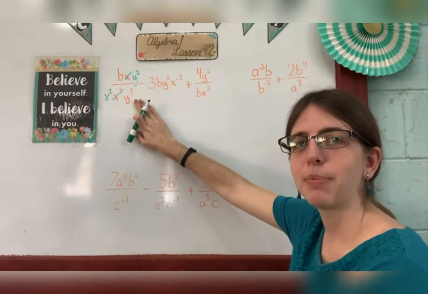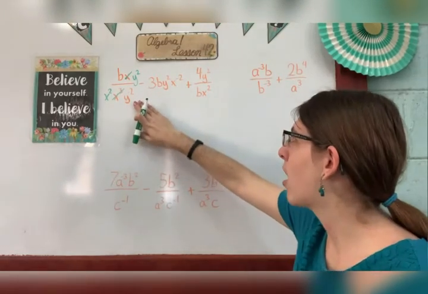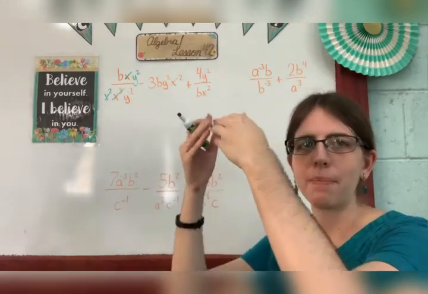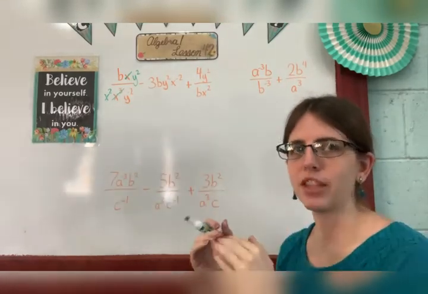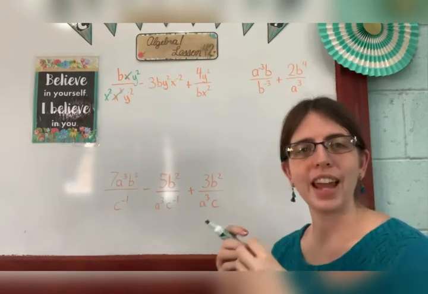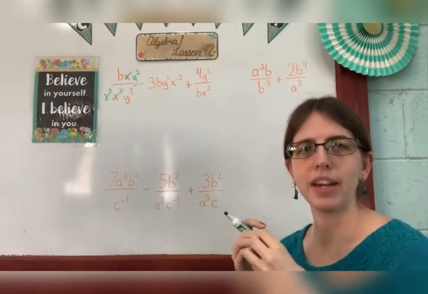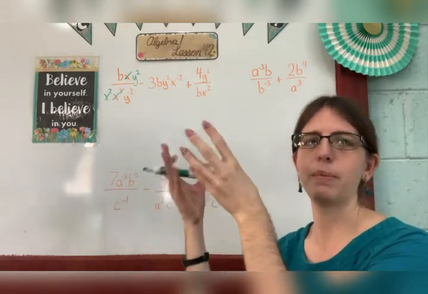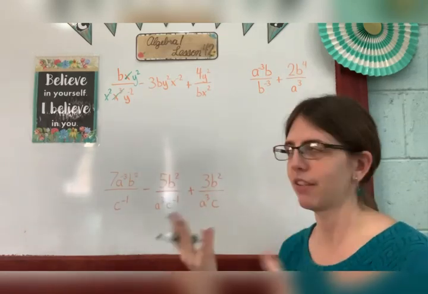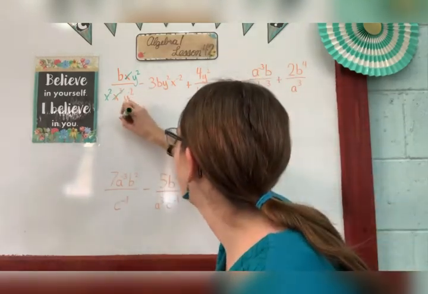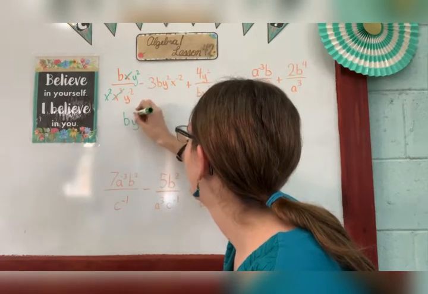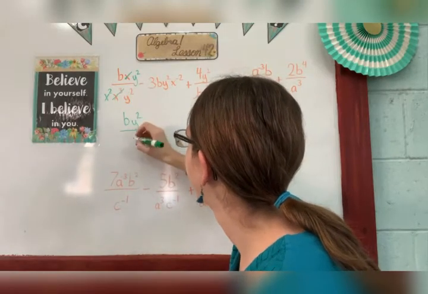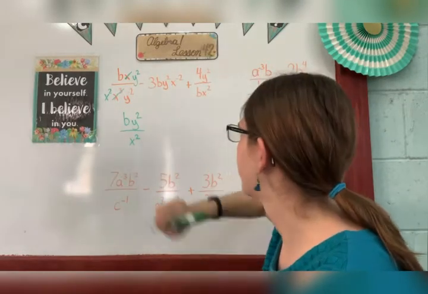because to change an exponent's sign, you switch its place and then change the sign. If it's in the bottom, you move it to the top and make it positive. If it's in the top, you move it to the bottom and make it negative. If it's negative and you want it positive, and it's in the bottom, you move it to the top. Simple as that. So my new term here is going to be by squared over x squared.